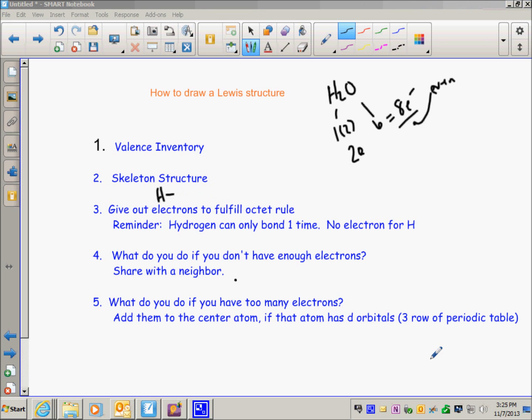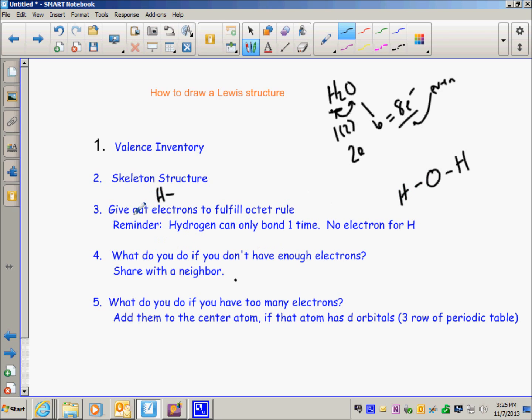Like I mentioned here, hydrogen only bonds 1 time, so we're going to separate our skeleton structure. Now, usually the first item listed goes in the center, but since hydrogen only bonds 1 time, I'll take the next item in line, and that will be the center of the structure. So just drawing it out here, hydrogen, dash, oxygen, dash, hydrogen, with 2 single bonds. Again, I'm not showing any molecular geometry here. Now, on to step 3. There's my reminder that hydrogen only bonds 1 time. No extra electrons for hydrogen, just the 2 electrons here. We call it the duet rule.